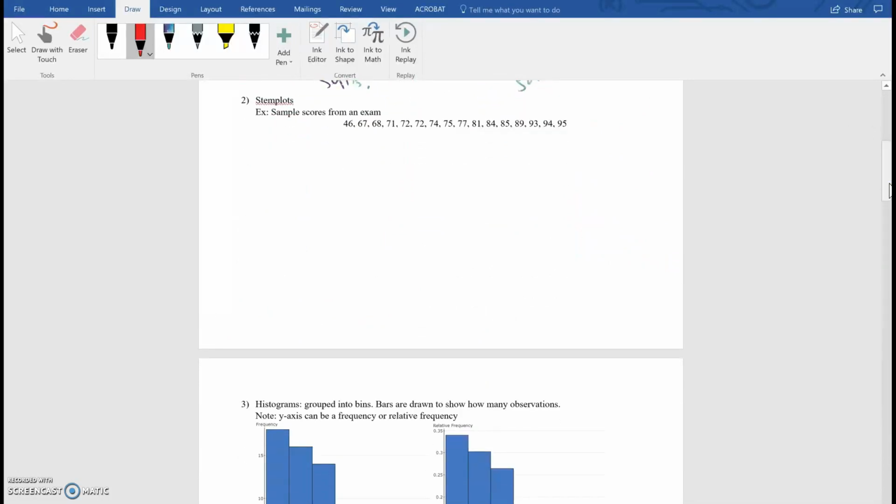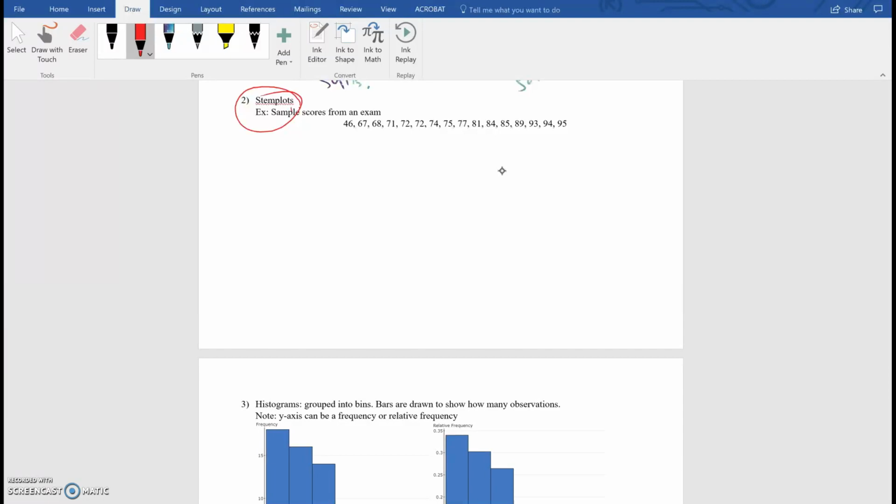So what I did here, I wrote down sample scores from an exam. So once you have all of these scores, right, you can go ahead and organize them as a dot plot if you'd like to. But another way that you can do it is via a stem plot. So a stem plot, basically what it is, it separates it into 2 different categories, okay?